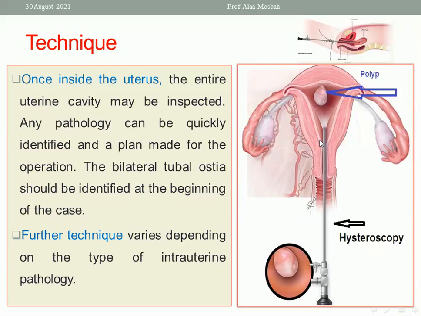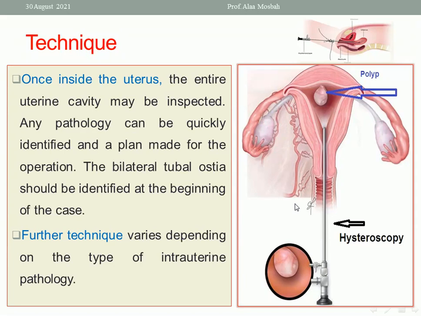Once inside the uterus, the entire uterine cavity should be inspected. Any pathology, like in this picture, the polyp here, can quickly be identified and the plan made for the operation needed. For example, for this polyp, I can do loop excision or cutting by scissor through the pedicle. Okay? Also, the bilateral tubal ostia, here and here, should be identified.